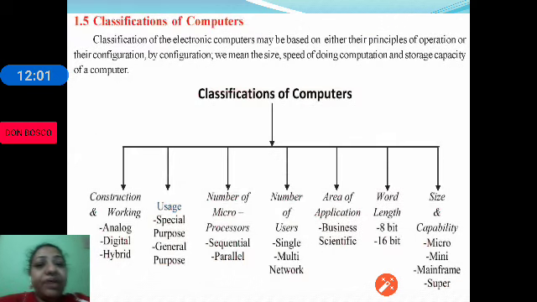So now we have a vast classification of computers. The classification of computers is based on their working principle, their configuration, their size and many other things. Depending upon the working principles, we have analog, digital and hybrid. And depending upon the purpose for which they are used, they are categorized as special purpose and general purpose.